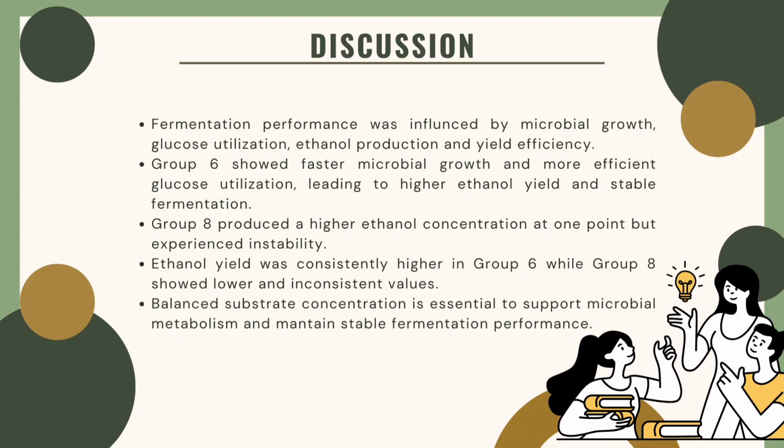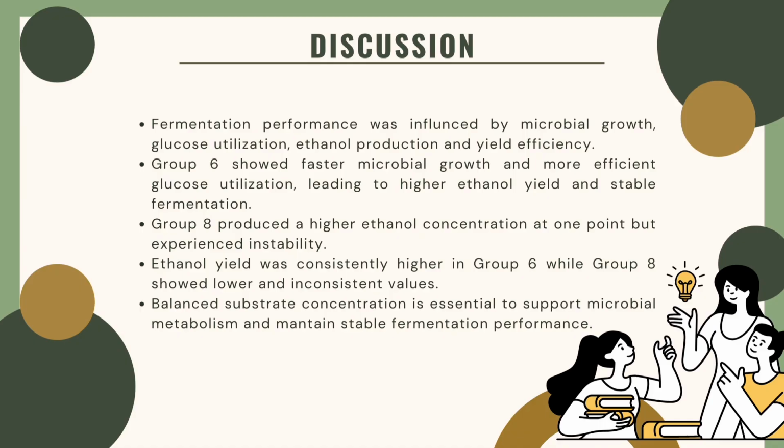Although the glucose concentration decreased continuously, the rate of consumption was lower compared to Group 6, confirming that excess substrate reduced the efficiency. The ethanol production patterns further highlight the difference between the two groups. Group 8 produced a higher ethanol concentration at one point, but the fermentation process was unstable, with fluctuations after the peak. This instability may have been caused by ethanol inhibition, oxygen limitation, or metabolic stress due to the excess glucose.